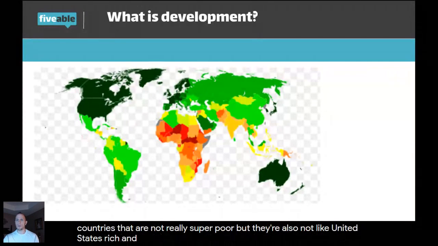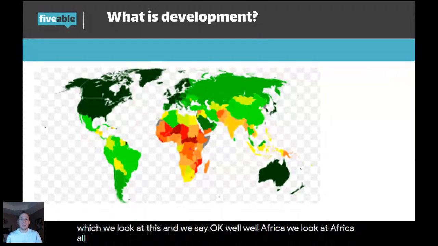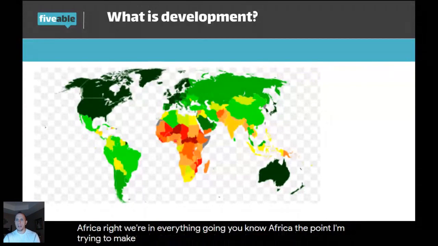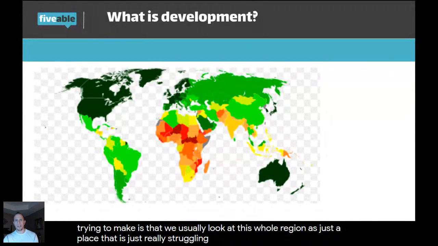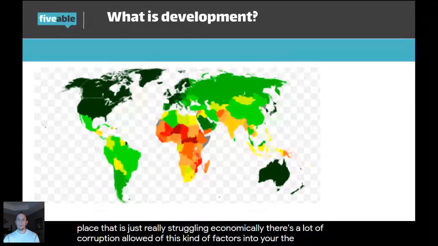And then obviously you've got your red and yellow regions, which we look at this and we say, okay, well, Africa. We lump Africa all together as one big place, almost like this is a country. We're going to Africa, right? We're in Africa. The point I'm trying to make is that we usually look at this whole region as just a place that is really struggling economically. There's a lot of corruption, a lot of ethnic conflicts and things like this. All of this kind of factors into the development levels that you're looking at.